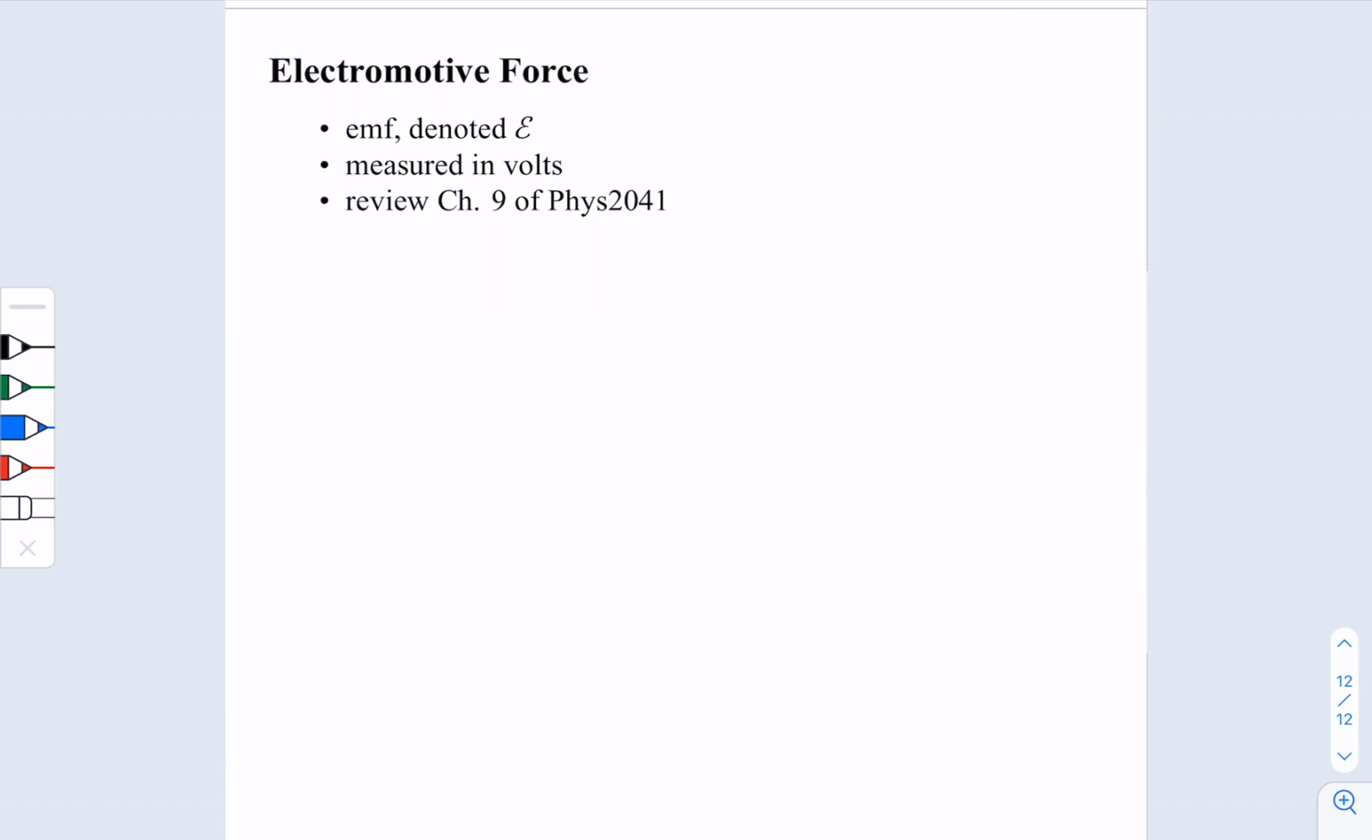In chapter 9, we discuss the electromotive force. It's not finished yet. For the electromotive force, you have to make sure that you know the definition: it's called the EMF and it's measured in volts, but it's not actually a force. Try to review that also in chapter 9. Okay, that's all.